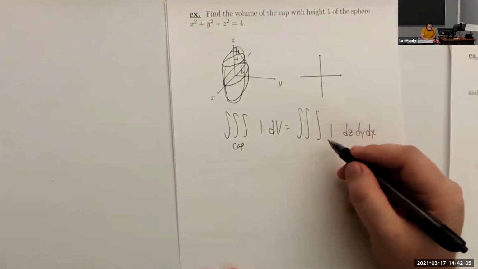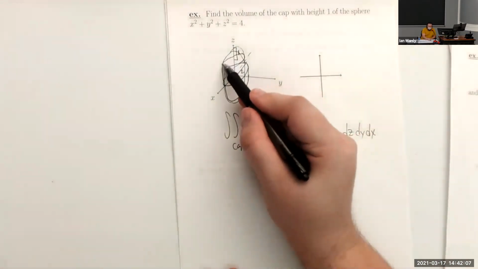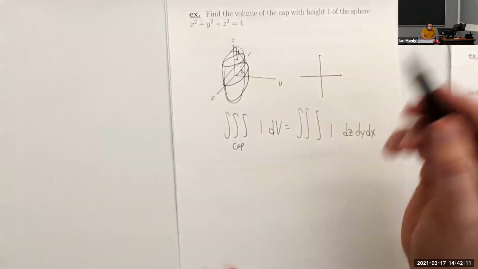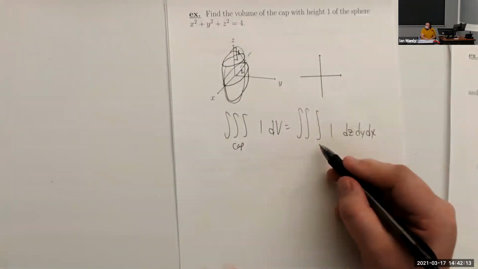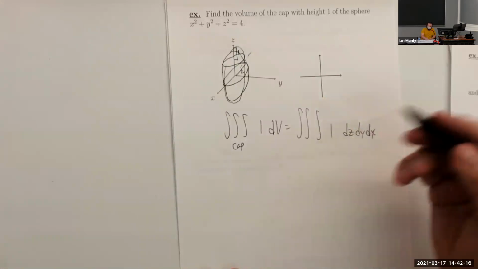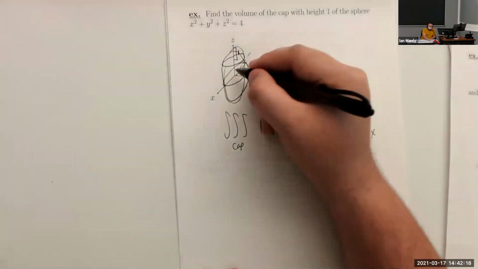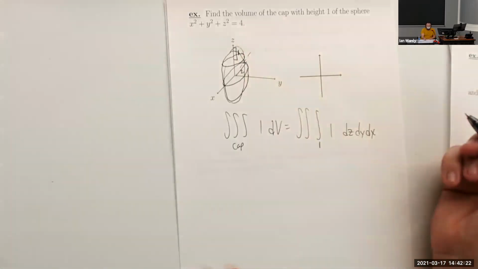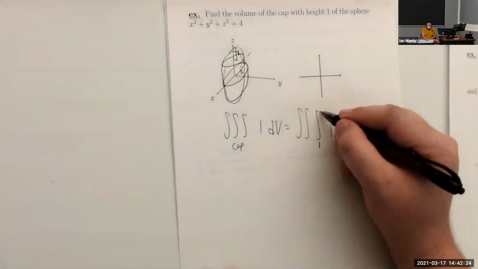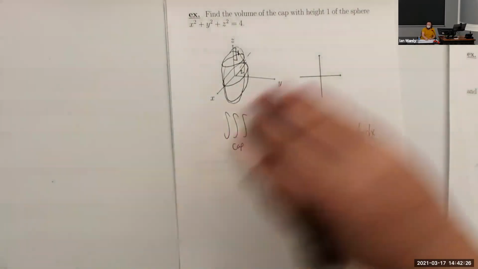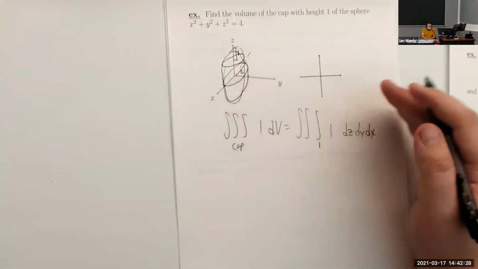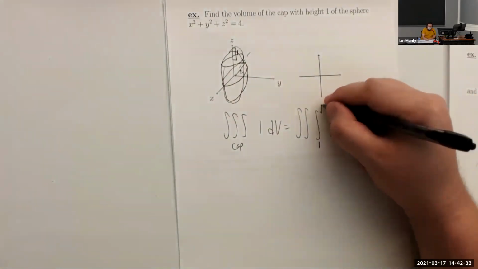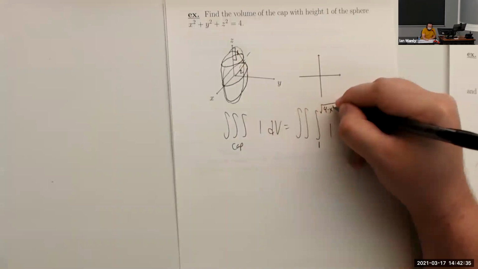All right, let's go ahead and do this. So what's our lower bound for z? Well, our lower bound for z is where we cut this off, right? So this is going to be 1. That's right. So remember, this is radius 2, so if we go down 1, we're at a height of z equals 1. And then what would the top part be? The top part's going to be the top of the sphere. And the equation of the sphere with respect to z is the square root of 4 minus x squared minus y squared.